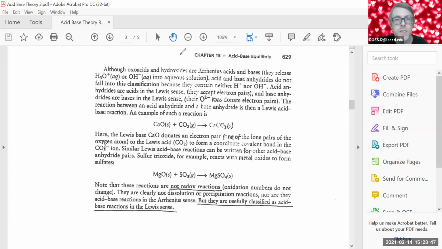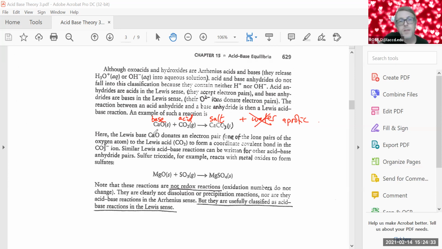So by the previous page's definition, we said that this was a base and this is an acid, right? The non-metal oxide was the acid, the metal oxide was the base. And we can see here that we form a salt. We don't form water because it's aprotic, or it's not aqueous. So we don't form water, so it's a form of neutralization, I guess.